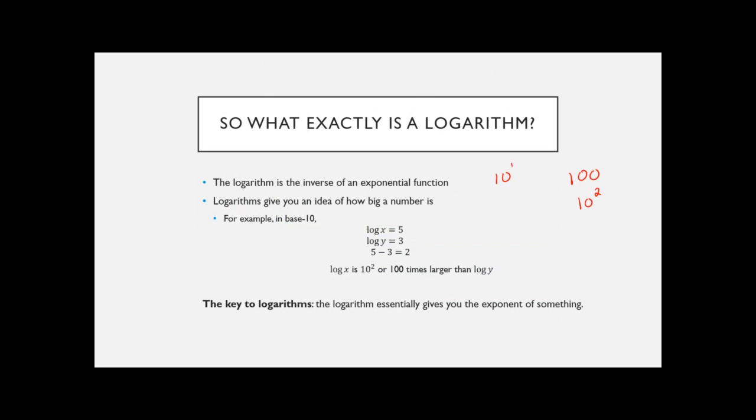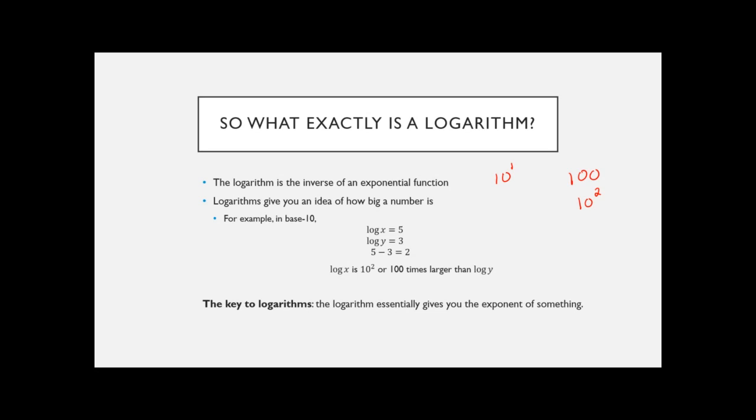So 10 has an exponent of 1, 100 would be an exponent of 2. And if you took the log of those numbers, it gives you the exponent. So one of them would give you an exponent of 1, the other one would give you an exponent of 2, and the difference tells you how many times larger it is in powers of 10. So the logarithm is giving you an idea of how big the exponent is, which gives you an idea of the size when you're looking at base 10.